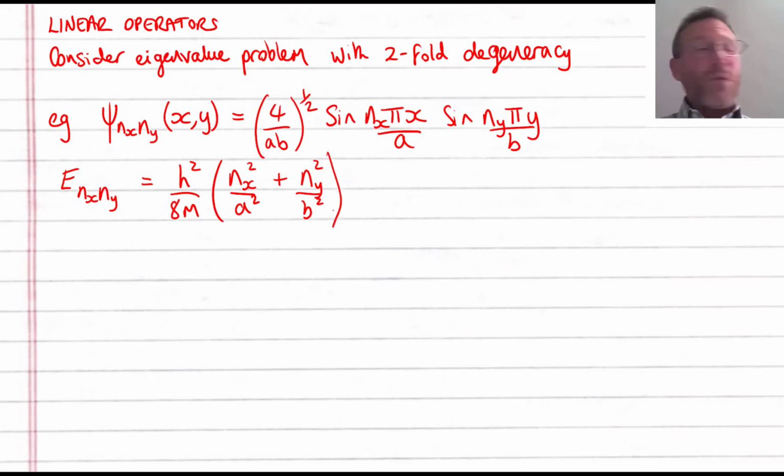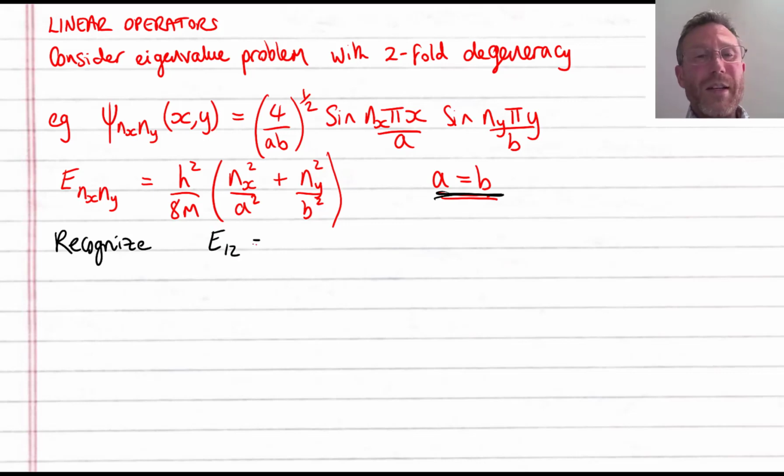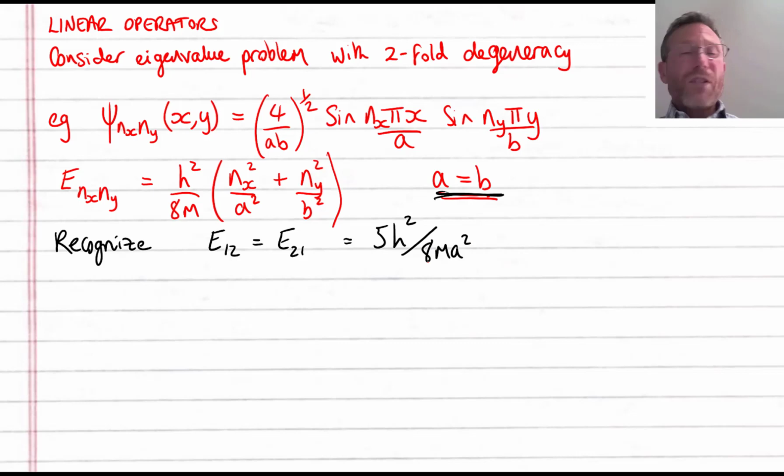Okay, but in the situation where A is equal to B, in that special situation, we're going to recognize the degeneracy. So in that case, when this is true, E sub 1,2 is equal to E sub 2,1, and that is equal to 5h squared over 8ma squared.